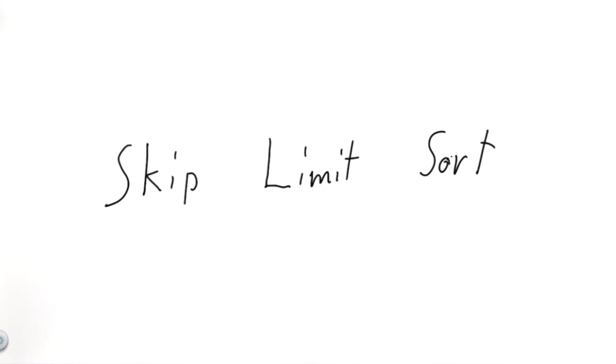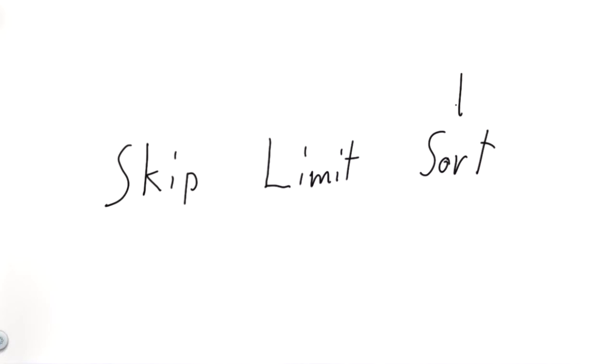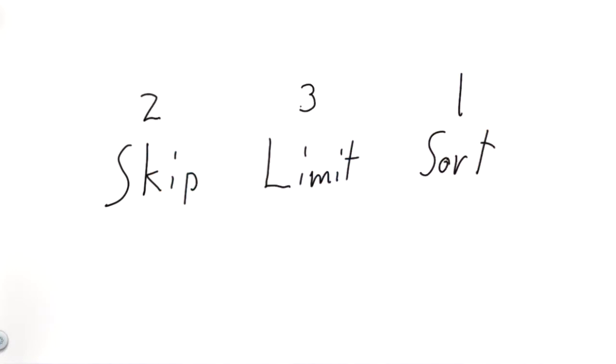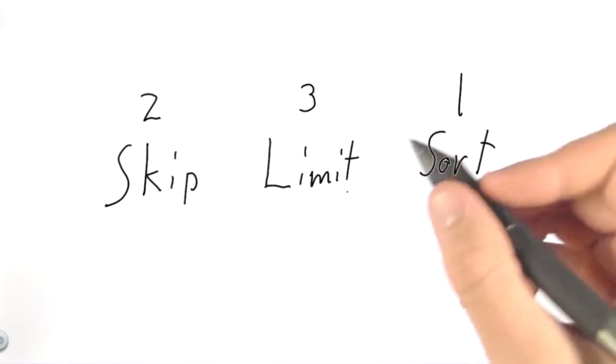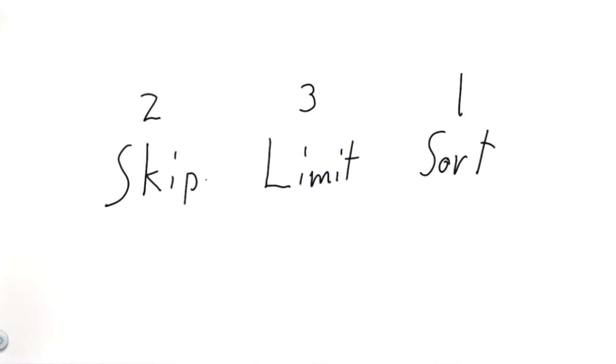Alright, so we're actually going to talk now about skip, limit, and sort. The first thing I want to mention is that these happen in a very specific order. First we sort, then we skip, and then we limit. It's important that it happens in this order because if we sorted afterwards, we might be skipping documents that we didn't actually intend to skip. And through our limit, we might not get to documents that we would have otherwise. So it's important that we sort first.